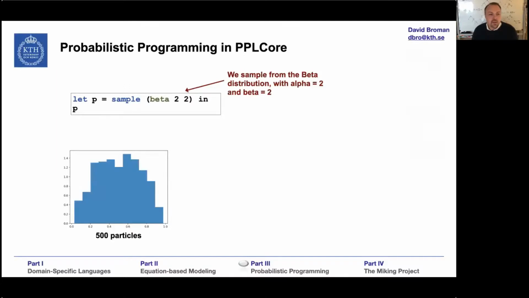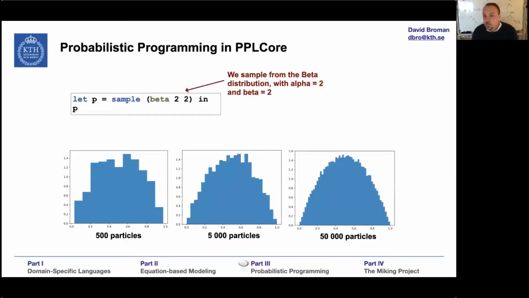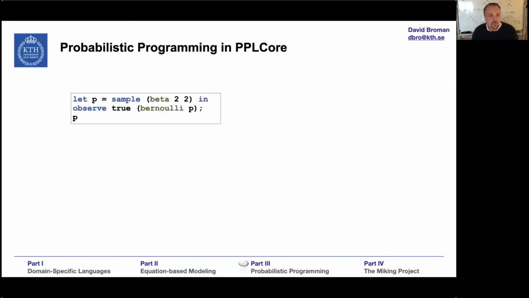If you look at this and you run it with more particles, so if you're using this method called sequential Monte Carlo, you get different approximations. You get a better and better approximation of this distribution. But here we just sampled from a distribution, which is not very interesting.